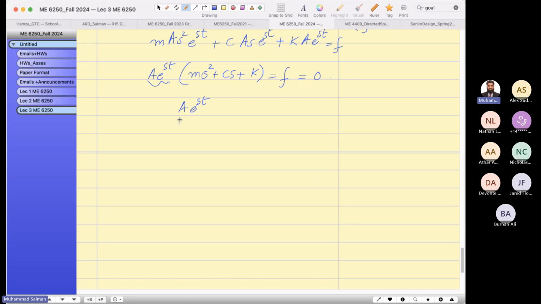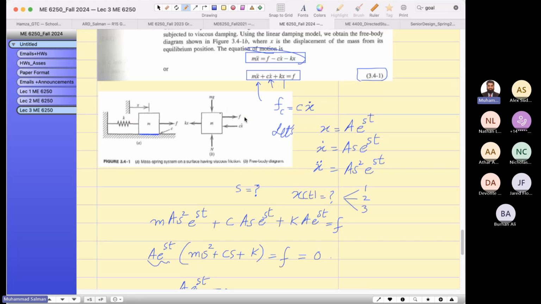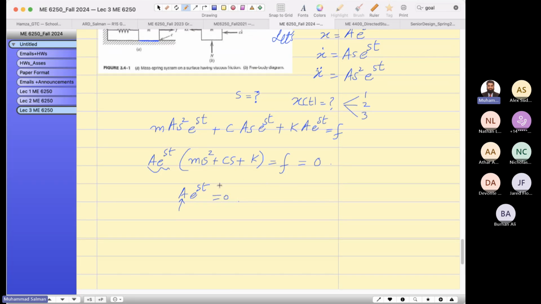So this one cannot be zero. Why? Because if the amplitude is zero, what will happen? It is at rest. The mass is not moving at all. That's what it means. But this is not the case. It is moving back and forth. So this cannot be equal to zero. Only this thing can be equal to zero.